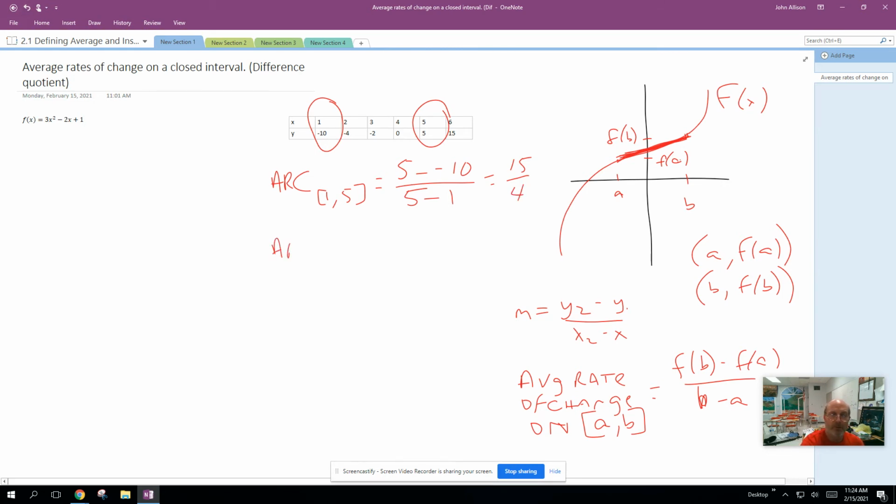If you wanted the average rate of change on the interval from 1 to 3, that would be the y value at 3 minus the y value at 1 over 3 minus 1, which would give you 8 over 2 or 4. That's how you find the average rate of change when you're given a table.